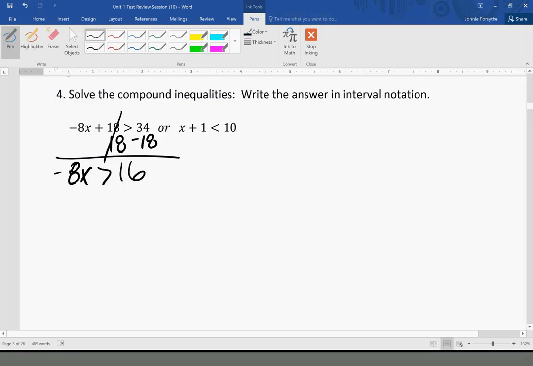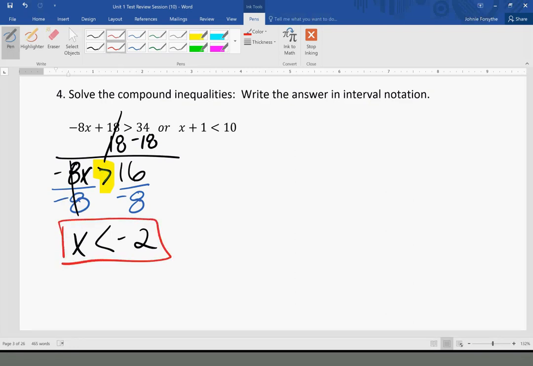And so now I want to solve for x. I'm going to divide by negative 8. Now when you're dividing or multiplying across an inequality sign with a negative number, you must flip that inequality sign. So that greater than is going to turn into less than because of this dividing by negative 8. So now I have x is less than 16 divided by negative 8, which is negative 2. So that's one part of your solution.